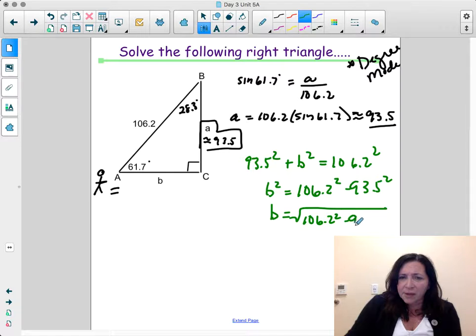106.2 squared minus 93.5 squared. And no, you don't square those and subtract. You leave it just like that.